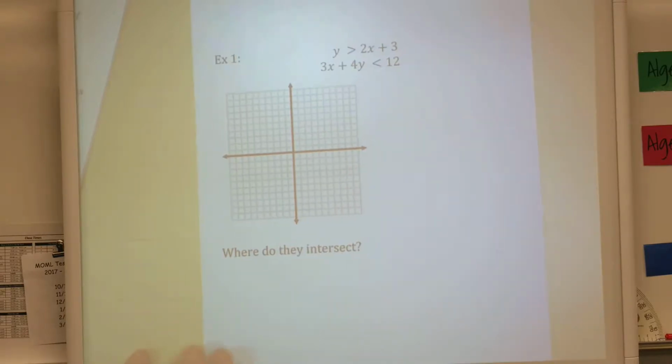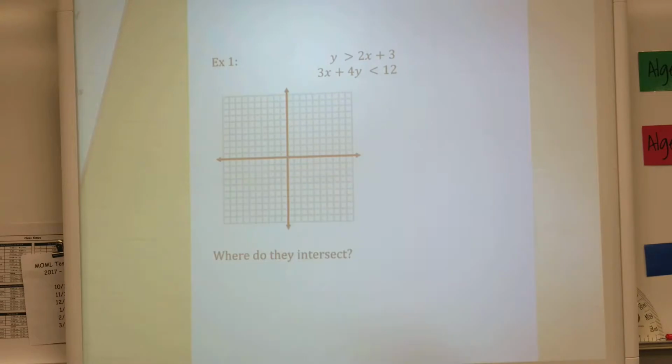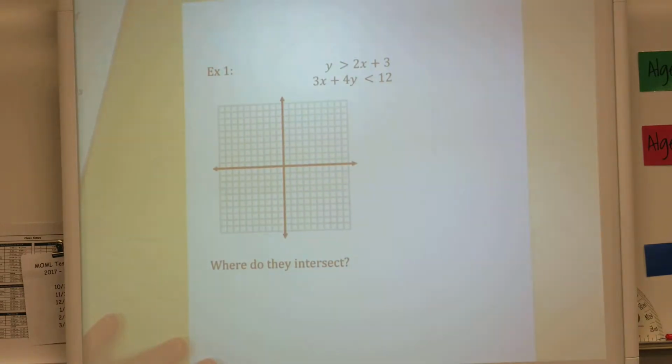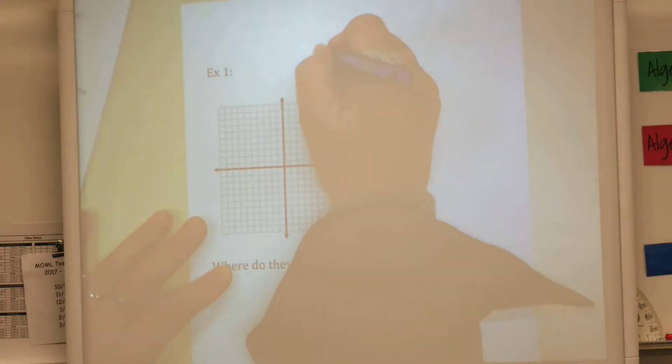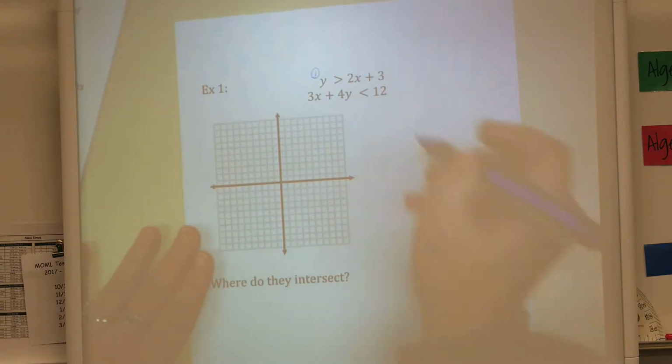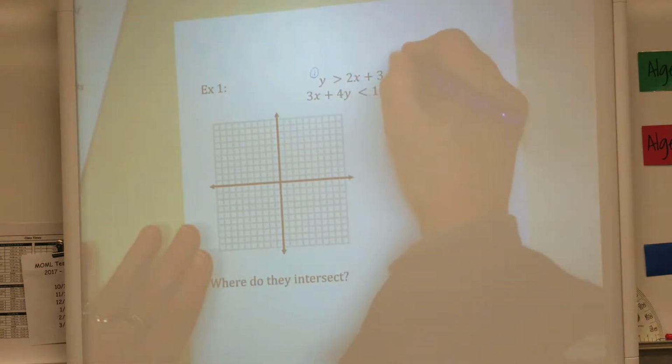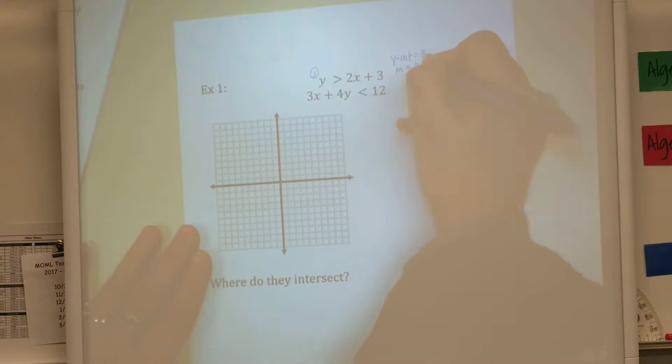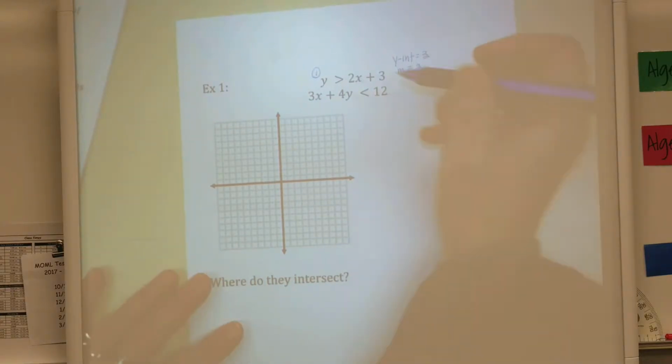Okay, we're going to start with example 1. We have two lines here. I'm going to start with this inequality. Start with the line part of it first. This is in slope-intercept form. So my key features are my y-intercept is 3 and my slope is 2. Just ignore the inequality for just a minute and think of it like an equation.